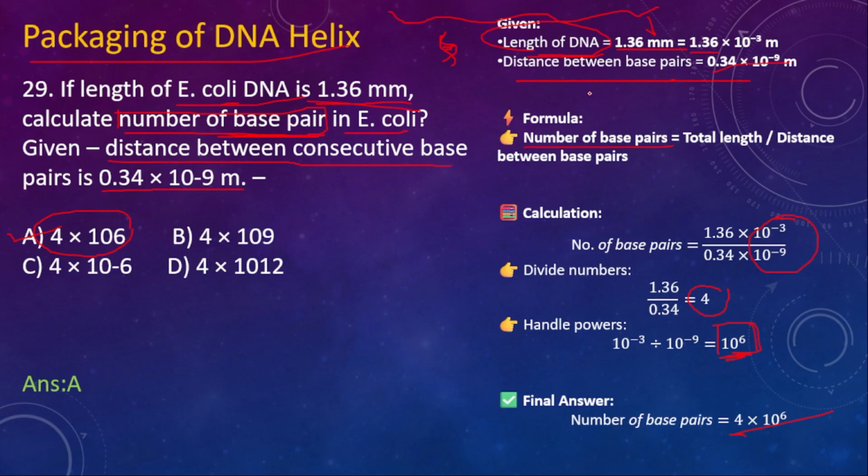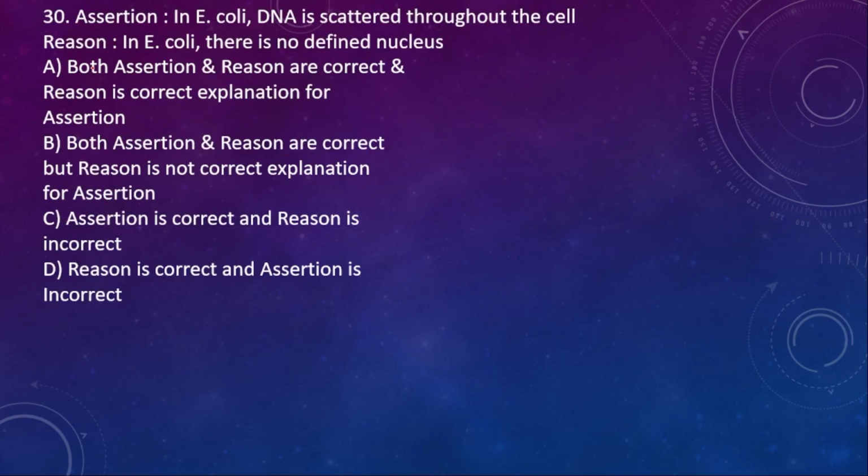Simply just the length of the DNA is given. This is the simple trick, super trick I can say. The length of the DNA is 1.36 and then divided by 0.34. Just add to this 10 to the power of 6. So the answer is 4 into 10 to the power of 6. I hope you people have understood. Next, 30th question.